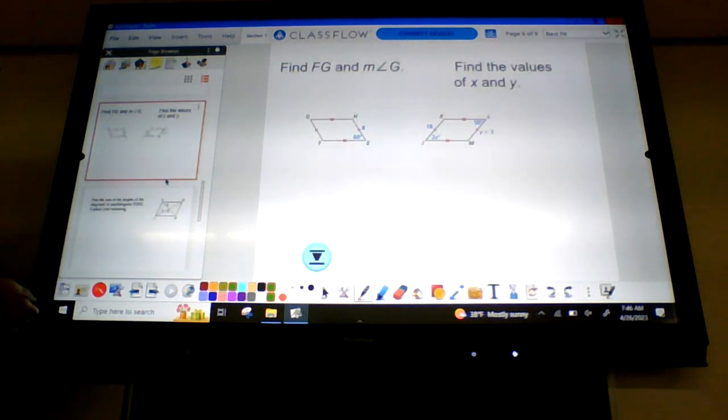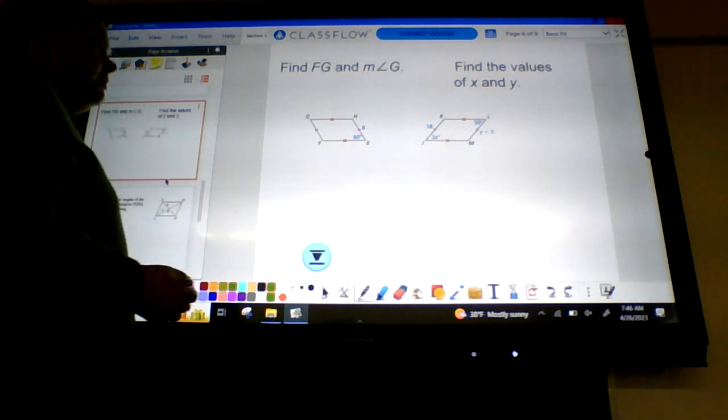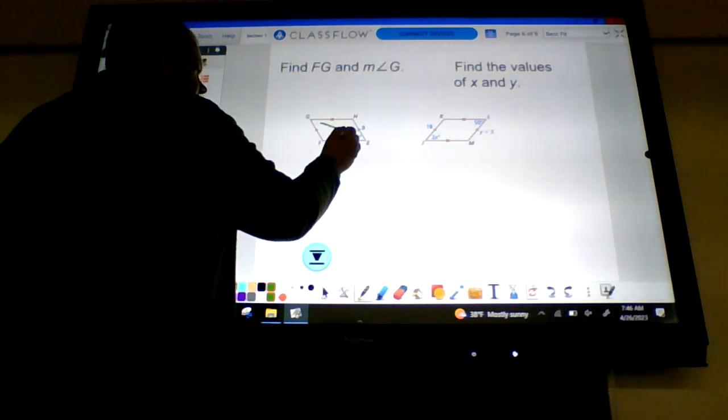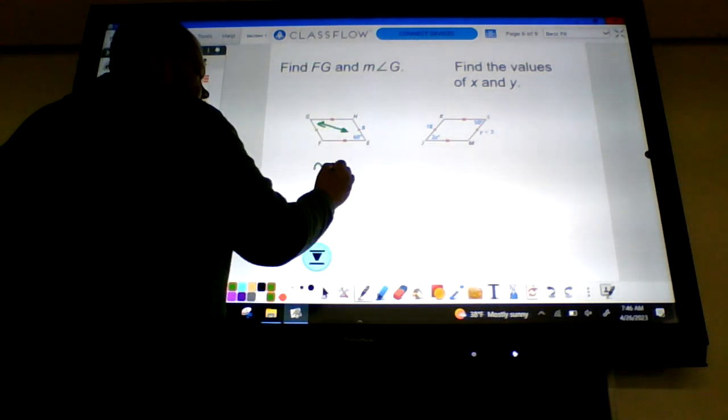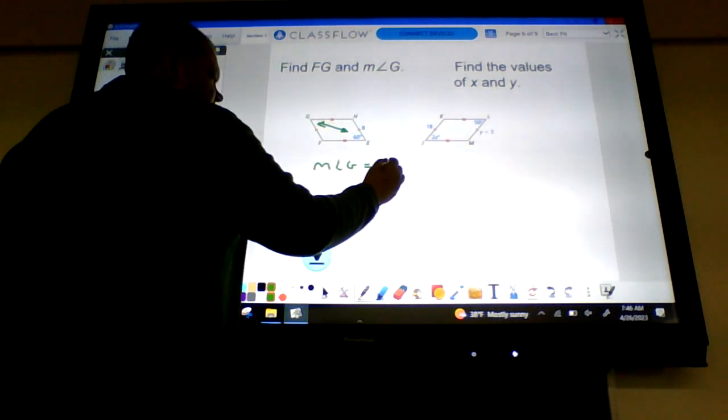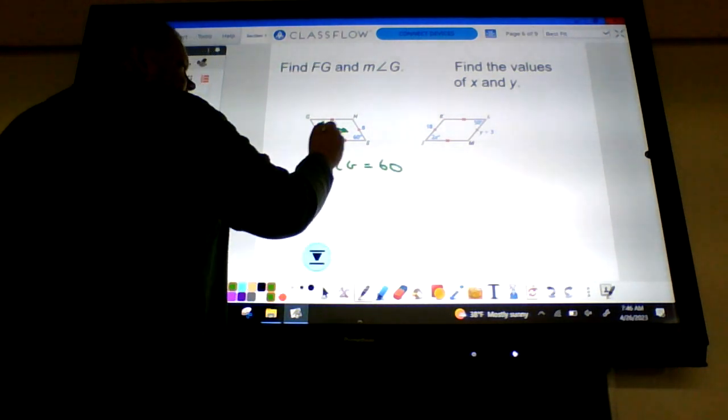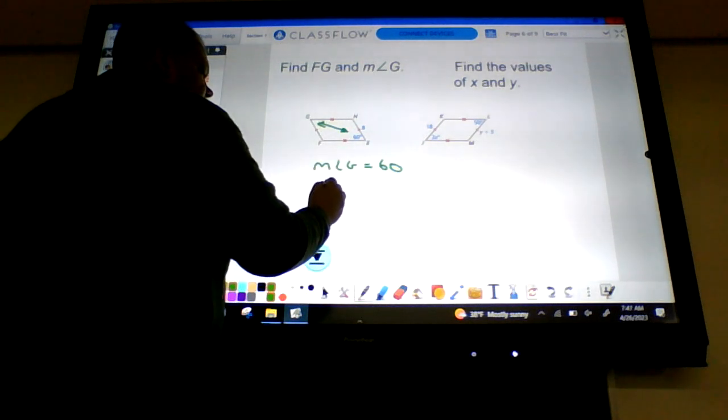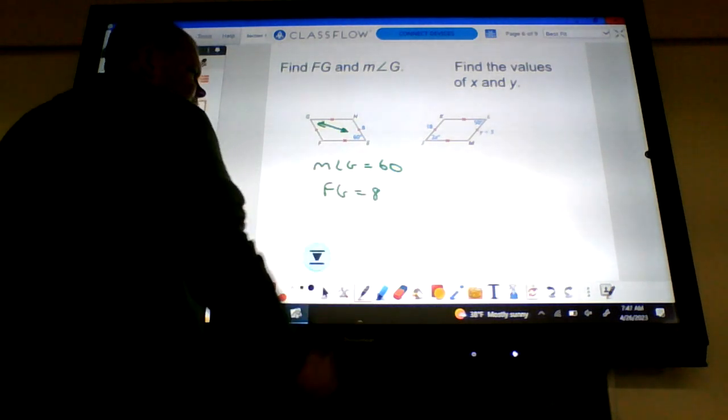Okay, our next example asks us to find FG and the measure of angle G. Okay, angle G and E are opposite angles. So the measure of angle G is going to equal the measure of angle E, which is 60. And GF and HE are opposite sides. So FG is going to equal 8.